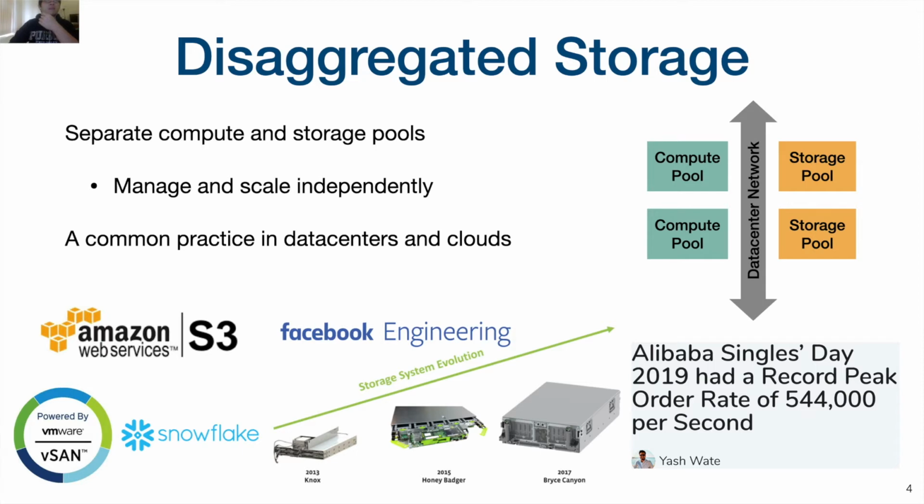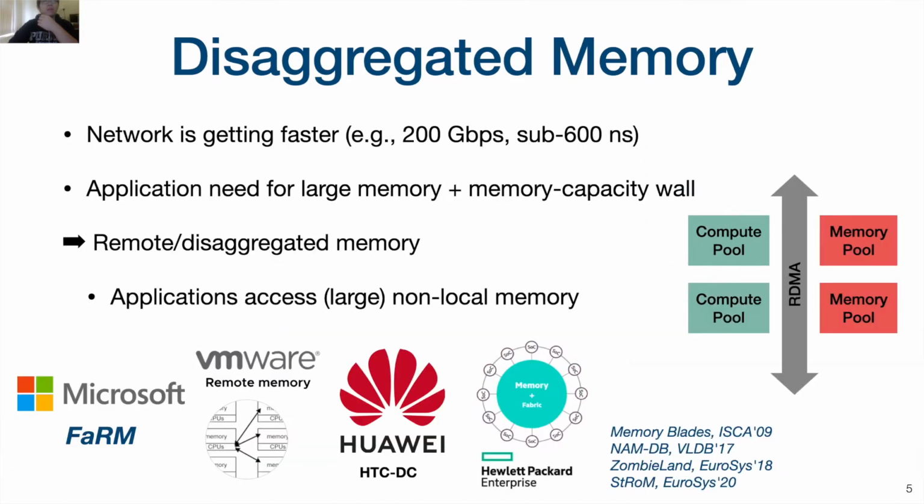Alibaba lists faster disaggregated storage as a major enabling factor of their huge single-day sale needs. Disaggregated storage enables flexible management and independent scaling of these data center storage systems. More recently, with networks getting faster and applications hitting a memory capacity wall, data centers like Microsoft and Huawei are turning into adding more memory as remote or disaggregated memory. With more memory, we can run more types of big data applications.